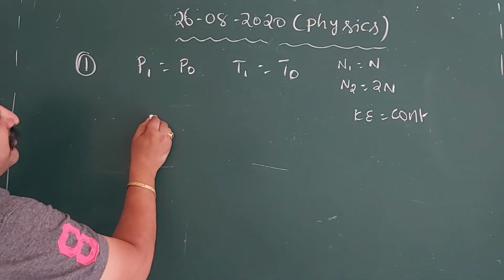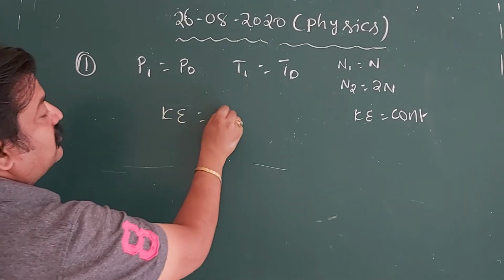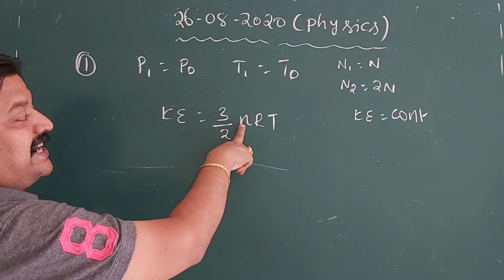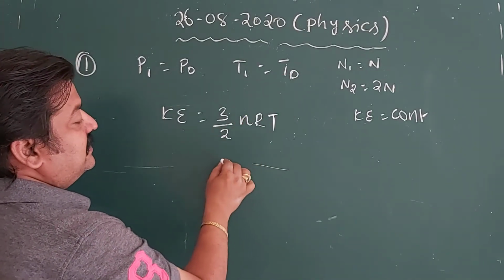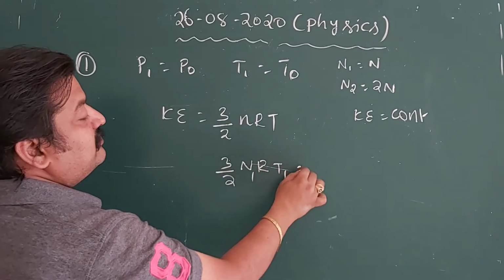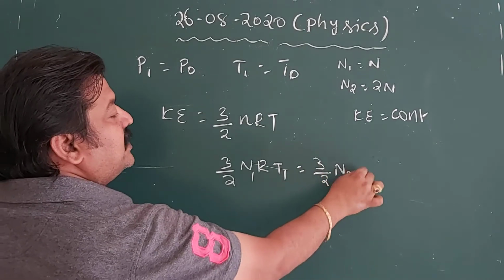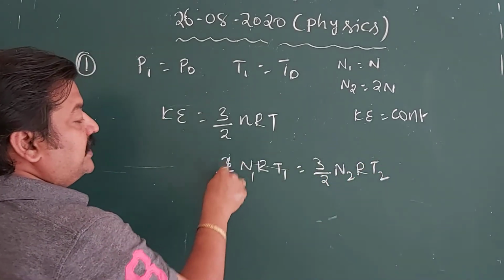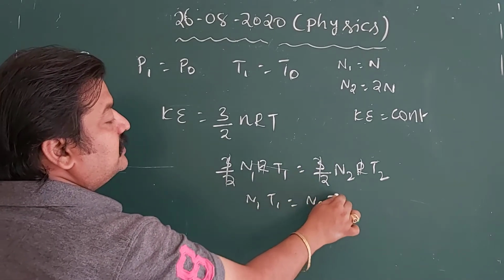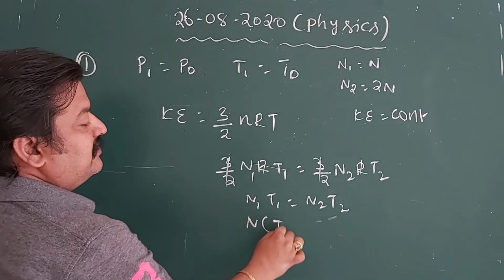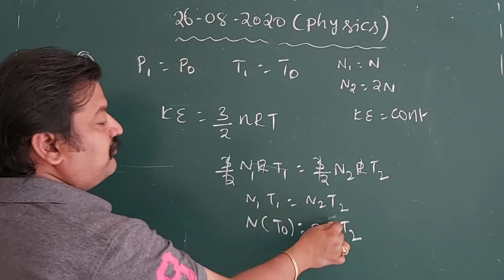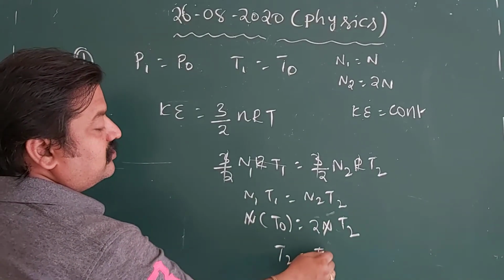See, we know that K is equal to 3/2 PV or nRT. You can write n as capital N. Also you can say that 3/2 N k T1, N1 T1 is equal to 3/2 N2 k T2. Now 3/2 k gets cancelled. N1 T1 is equal to N2 T2. N1 is N, T1 is T0 and N2 is 2N. T2 we should find, N gets cancelled, T2 is equal to T0/2.